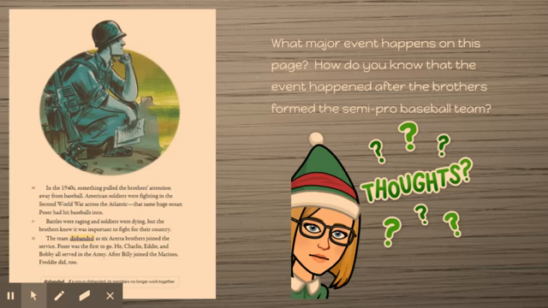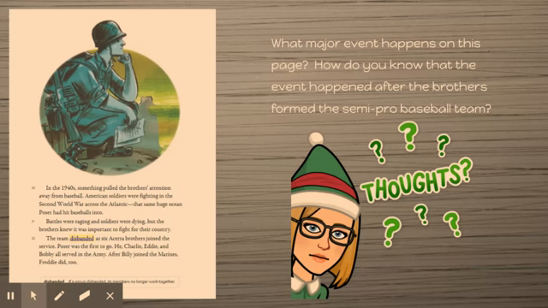In the 1940s, something pulled the brothers' attention away from baseball. American soldiers were fighting in the Second World War across the Atlantic, the same huge ocean Poser had hit baseballs into. Battles were raging and soldiers were dying, but the brothers knew it was important to fight for their country.